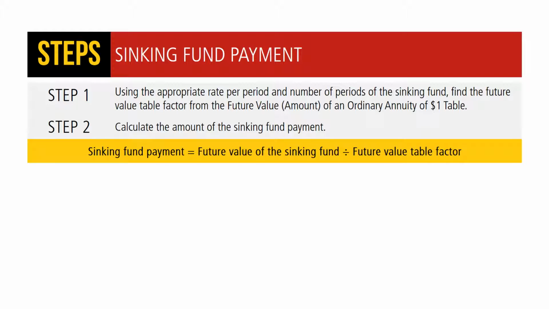Step 1. Using the appropriate rate per period and number of periods of the sinking fund, find the future value table factor from the future value amount of an ordinary annuity of $1 table. Step 2. Calculate the amount of the sinking fund payment. Sinking fund payments are equal to the future value of the sinking fund divided by the future value table factor.